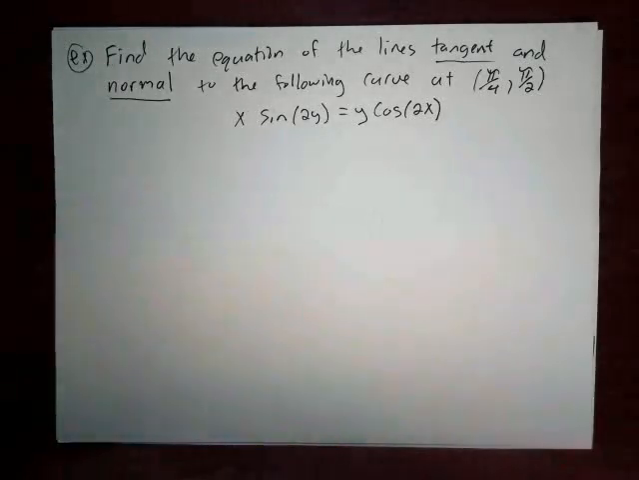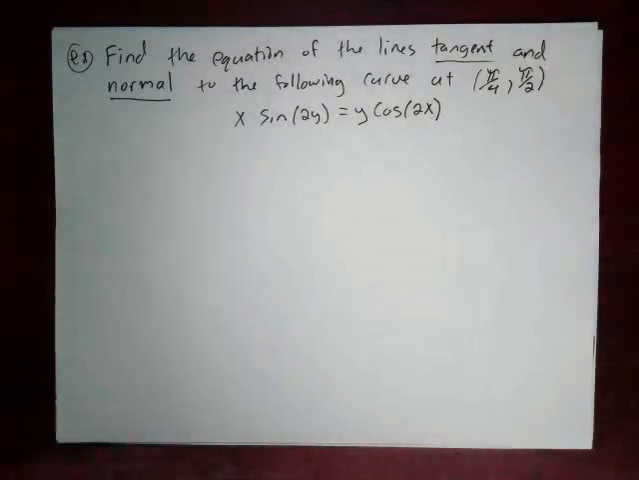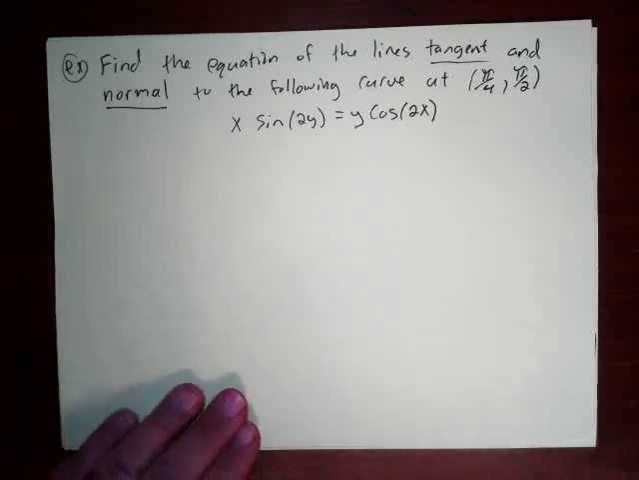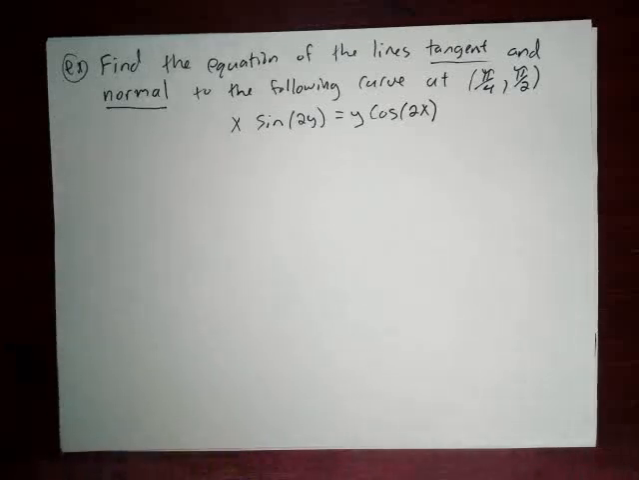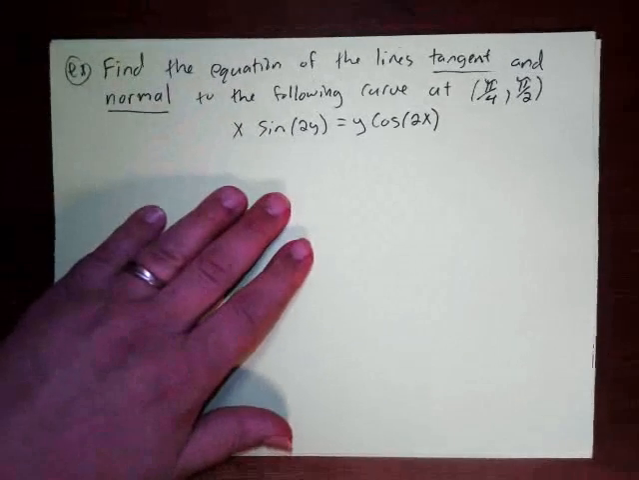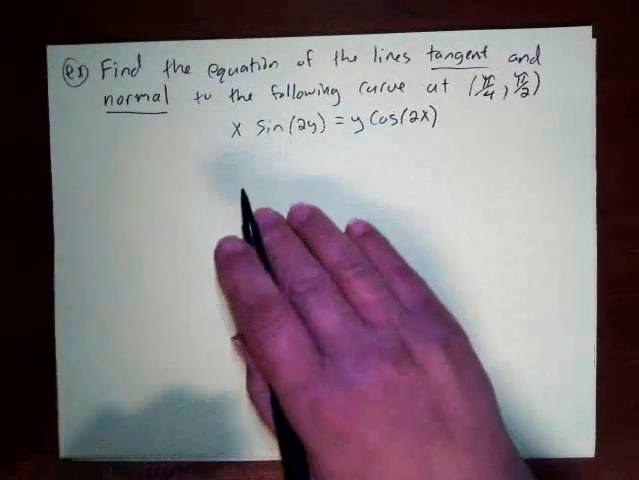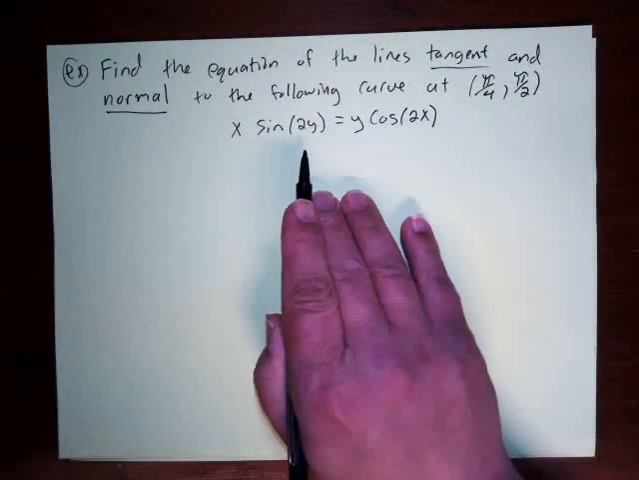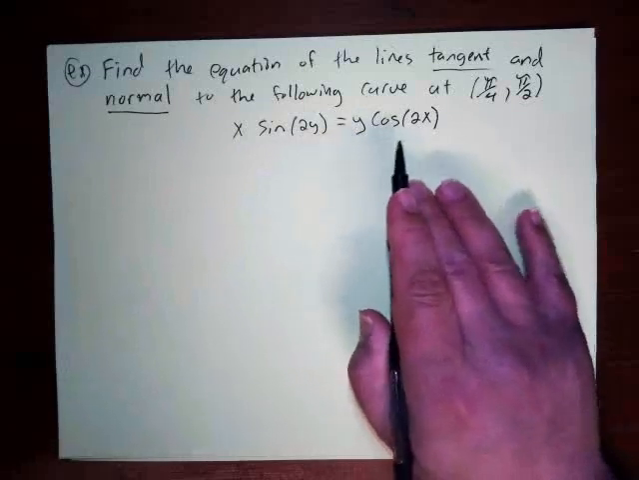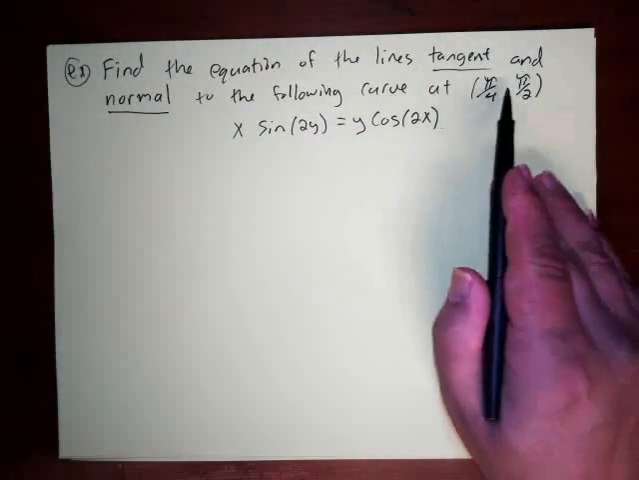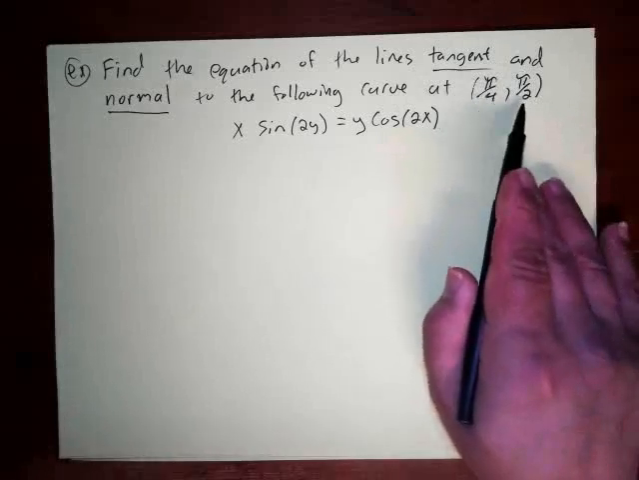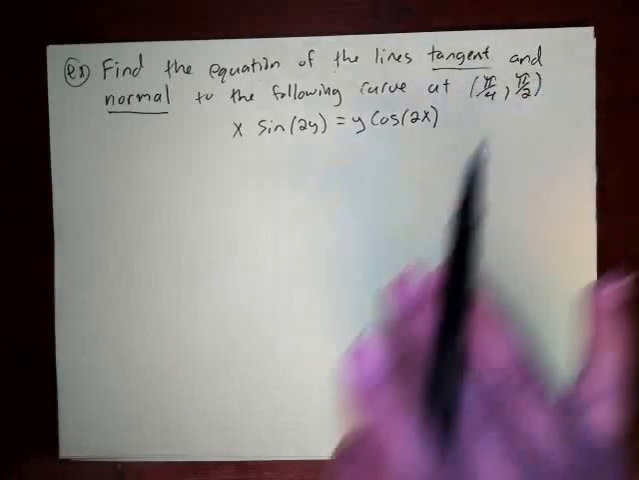Okay, so now we're going to use implicit differentiation to find the equations of the lines that are both tangent and normal to a curve at a given point. The example we're going to do is this right here. It's kind of an interesting equation: x times sine of 2y is equal to y times the cosine of 2x. And we want to find the lines that are tangent and normal to the curve at pi over 4, comma pi over 2. That's our ordered pair.